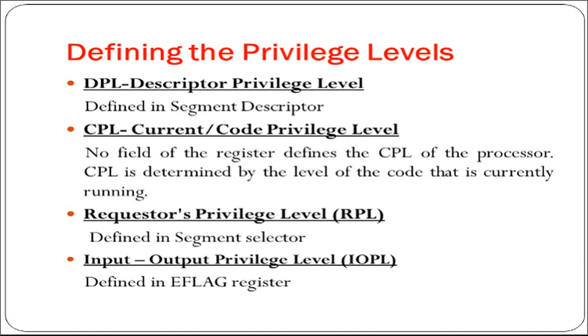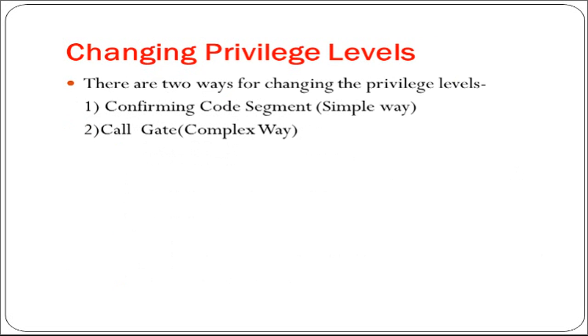Now, defining the privilege levels. The first one, DPL, descriptor privilege level. It is defined in a segment descriptor, which defines the privilege level of the entire segment. Current privilege level: no field of a register defines the CPL of the processor. CPL is determined by the level of the code that is currently running. Requested privilege level: these are the last two bits of the segment selector. Input output privilege level, IOPL: these are defined in the EFLAGS register.